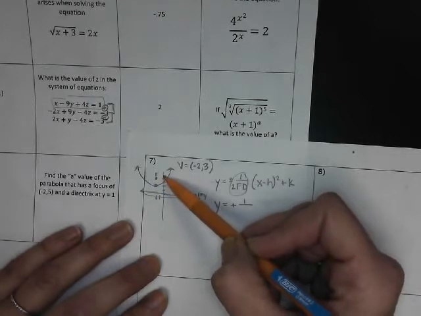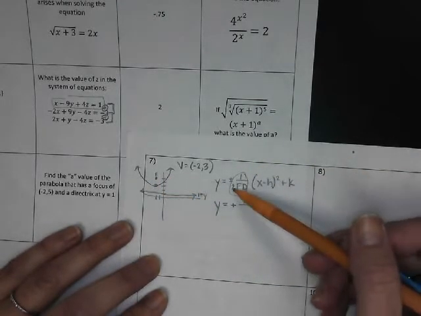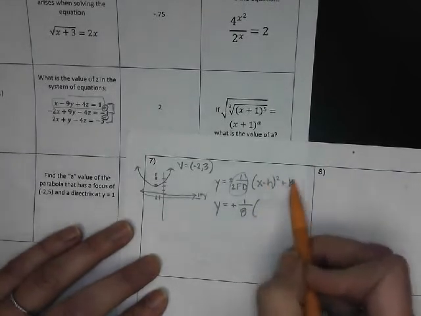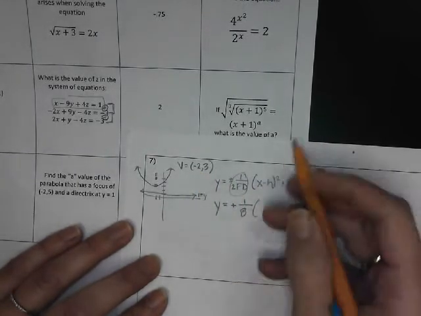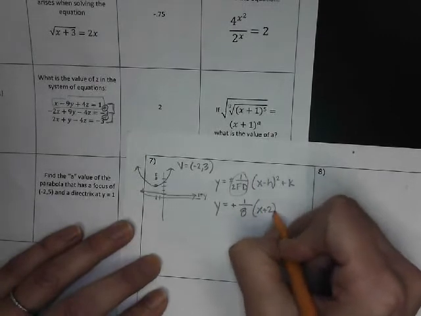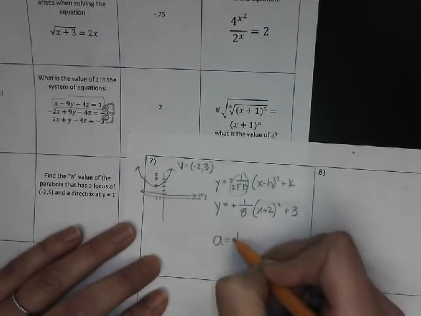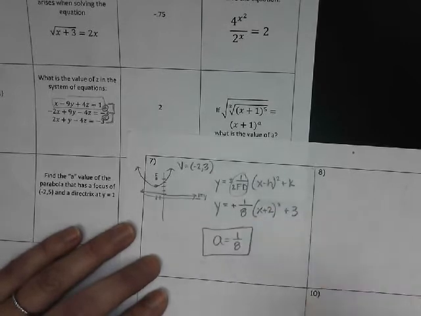1, 2, 3, 4. So the distance between them is 4. We need twice that distance. 2 times 4 is 8. And then h, k is your vertex. So x minus -2 will turn to x plus 2, and then plus your k value of 3. So the A answer is 1/8.